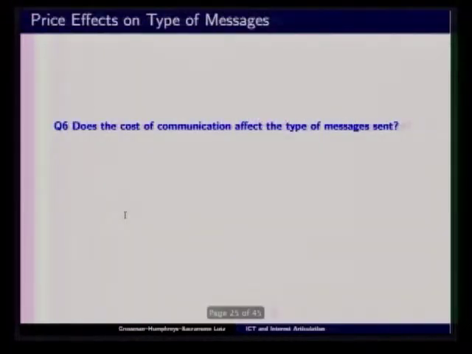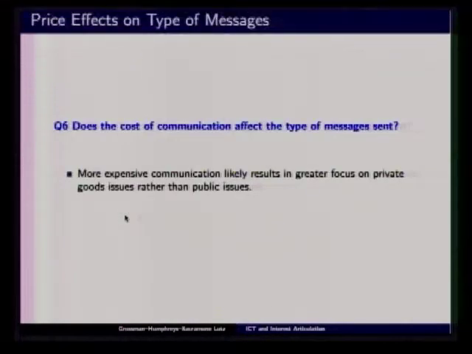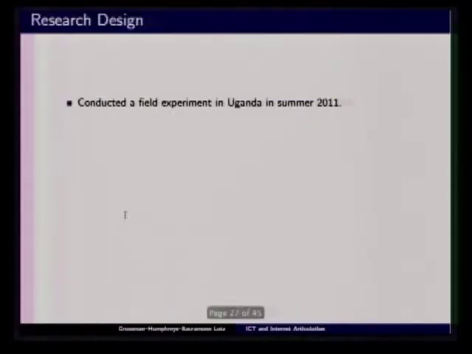And the last question we ask ourselves is, does the cost of communication affect not only who sends the message, but what are the types of messages sent? Here we hypothesize that when you have more expensive communication, you see people shifting to more private requests than public requests. So we're going to be looking also at the effect of cost on whether people are sending private requests or public requests.